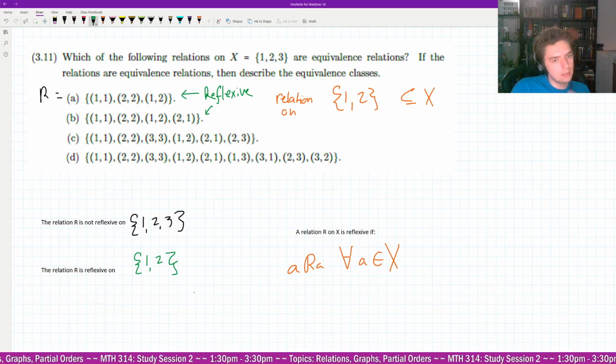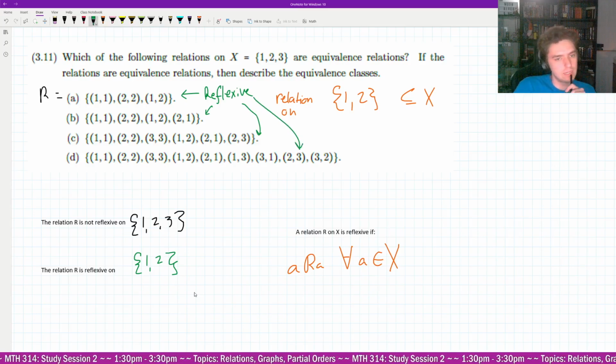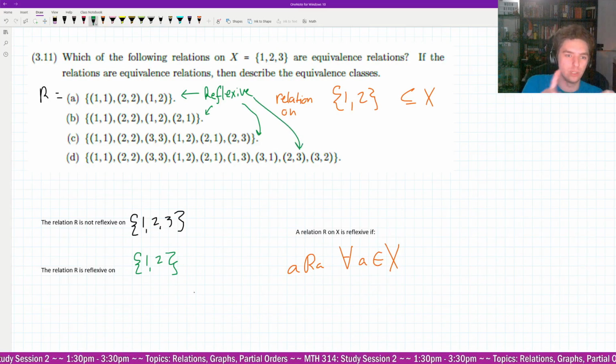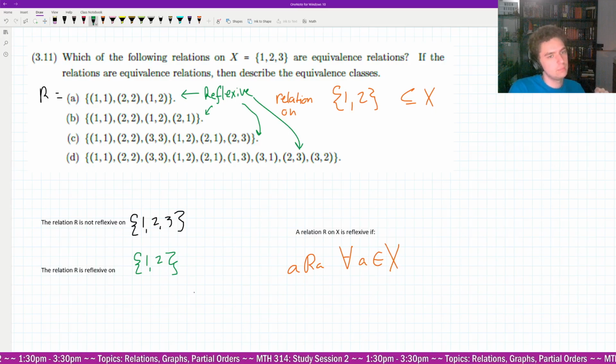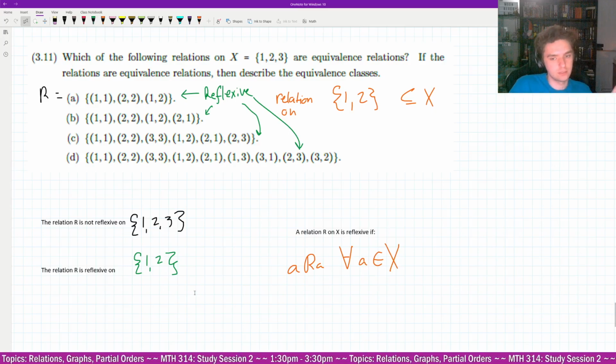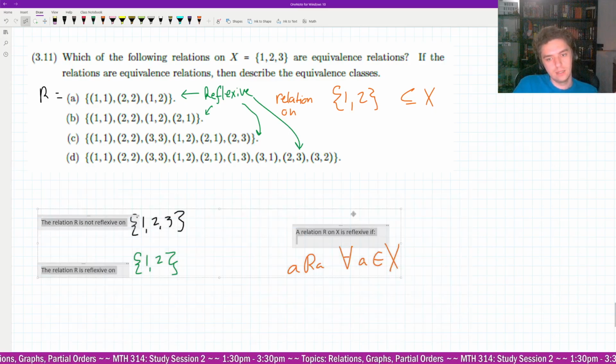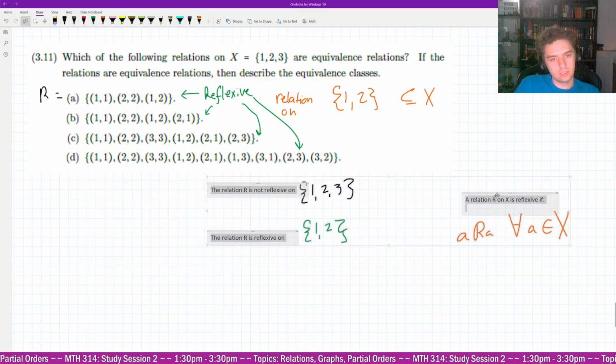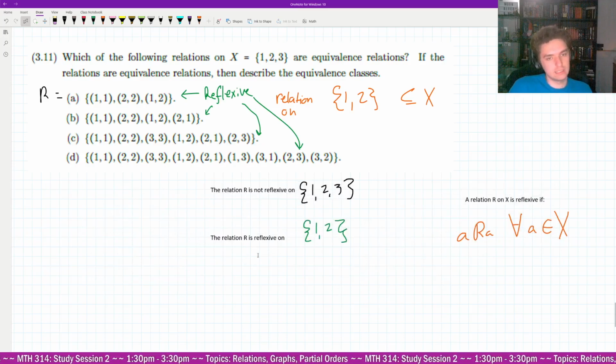Now, these ones are all reflexive. So these are all reflexive here, right? Because the last two actually have 1, 1, 2, 2, and 3, 3. But the first two don't have 3, 3, but it's okay because 3 is not mentioned anywhere. So they're all reflexive. Let me move this to the side here. Okay, so we've established that they're all reflexive.